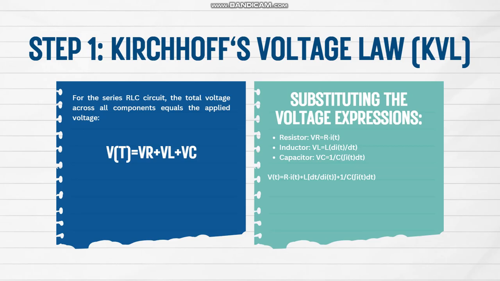So the first step will be the KVL. As you know, the KVL says the total voltage across all components equals the applied voltage, which is Vt equal to Vr plus Vl plus Vc. Then we have the resistor formula, Vr equal to R times I. The inductor will be Vl equal to L times di over dt. Then the capacitor will be 1 over C times the integral of i dt. Then we substitute all these expressions into the KVL formula.